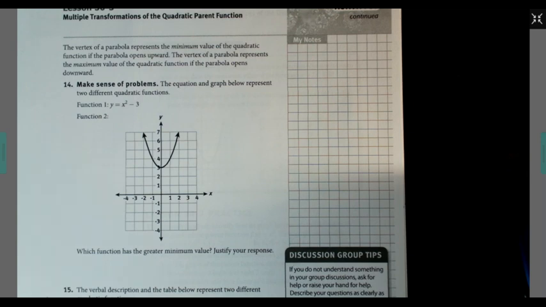Number 14. Make sense of problems. The equation and graph below represent two different quadratic functions. Function 1 is y equals x squared minus 3. Function 2 is this graph right here. Which function has a greater minimum value, and justify your response?